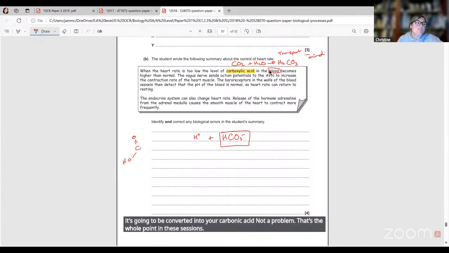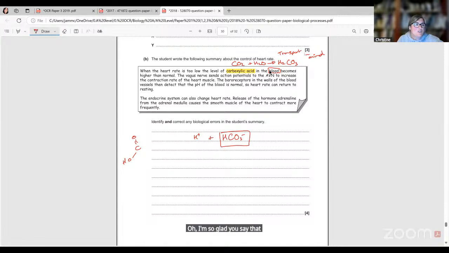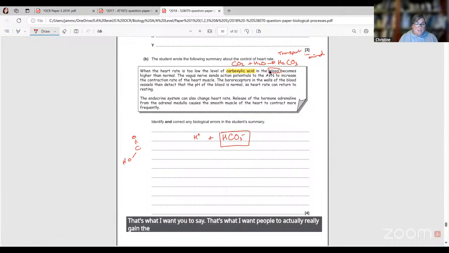Oh, I'm so glad you say that you're loving AIQ chat. That's what I want you to say. That's what I want people to really gain the information from it, because it's amazing.